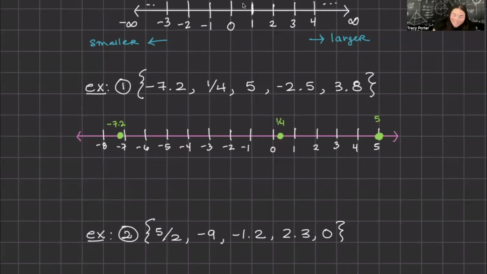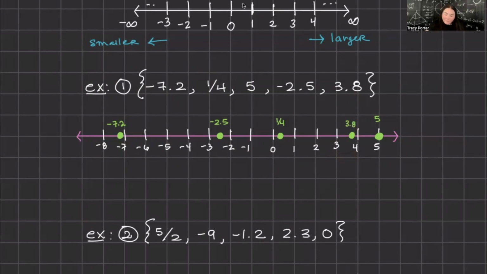-2.5 will be directly halfway in between -2 and -3. And then the last number in this set is 3.8. So that's going to be a number between 3 and 4. But once again, it's going to be closer to 4 this time. And so we want to demonstrate that it's going to be closer to 4 than to 3. So we'll put it there and we'll call this 3.8.